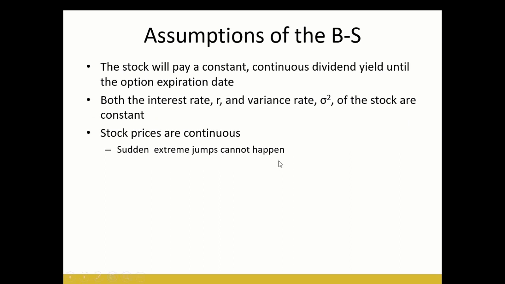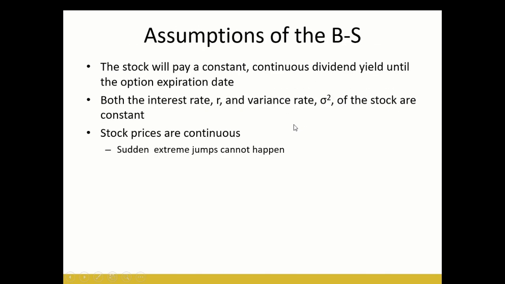We will also figure out the assumptions of the Black-Scholes option model. First of all, we assume the stock will pay a constant, continuous dividend yield until the option expiration date. We also assume the interest rate RF and the variance rate sigma squared, or the sigma of the stock, are constant. And further, we assume stock prices are continuous.